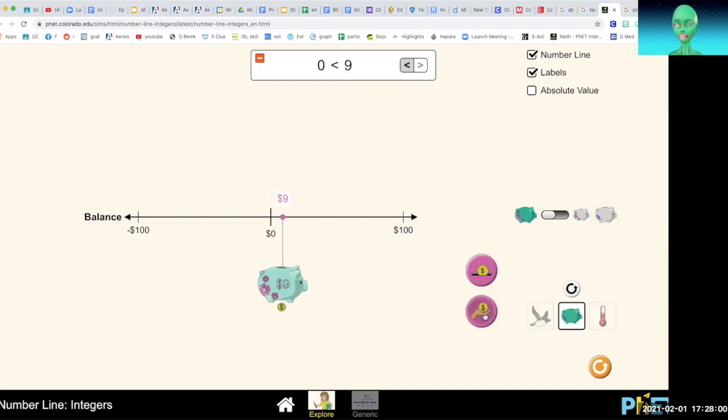Now I'm going to give some money away. I take $5 away out of the piggy bank. So now our balance is just 5. We only have $5 left. If I take 5 more dollars, we're back down to 0.